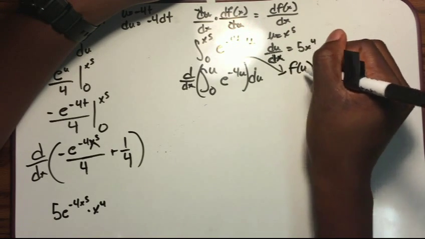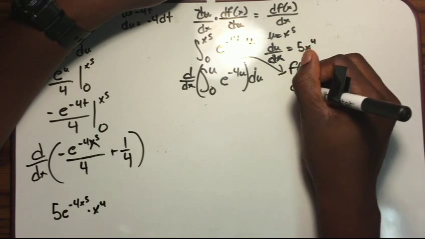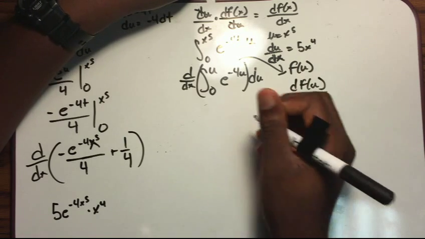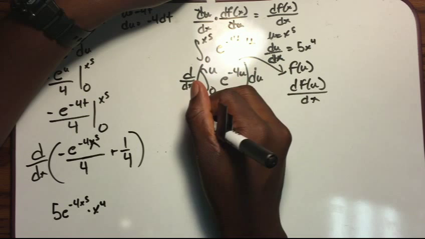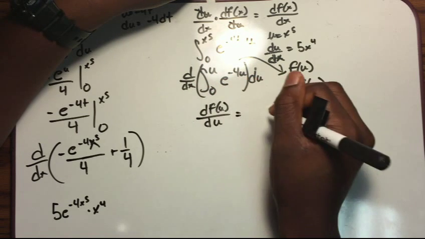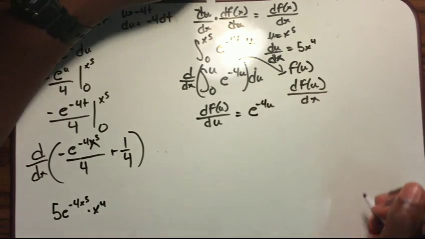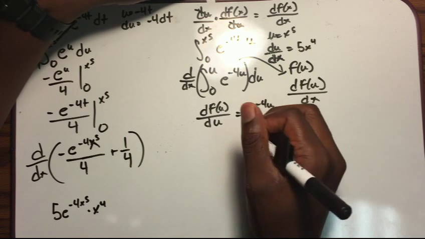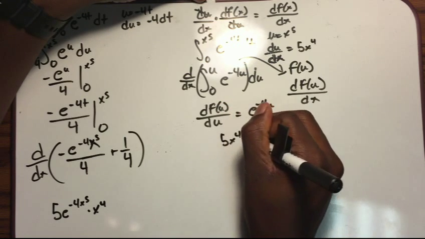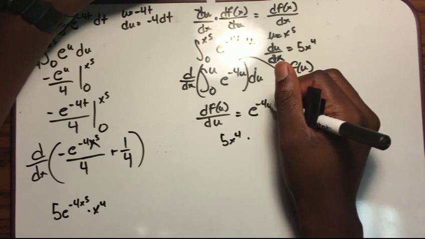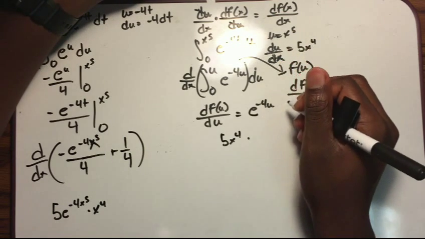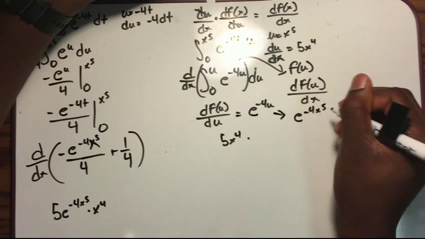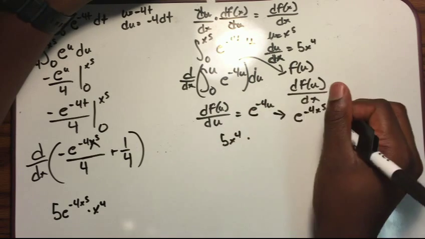Well, actually, hold on. I'm sorry. This right here is actually f of x, and we're getting the derivative of F. So what we had here is already f of x, and this is our F of u. We're going to get the derivative of F of u, which would be dF of u over du. Once we do that, we get dF of u over du is equal to e to the negative 4u. And now we're going to plug these back into the equation.